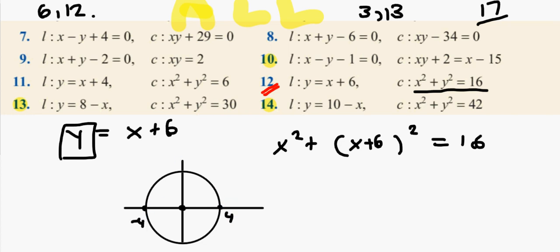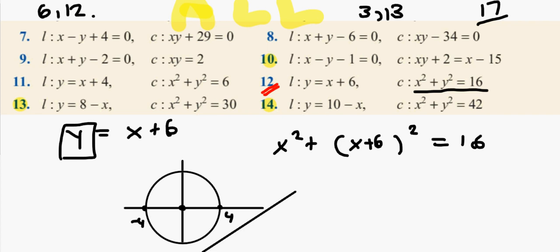Now your idea is that if it hits it once, it's a tangent. If it hits it twice, it's a chord. And if it doesn't hit it at all, you have to find out which one it is. And if you end up getting complex roots in your answer, it means it doesn't hit it at all. Is that right? So you got to finish off this equation now.